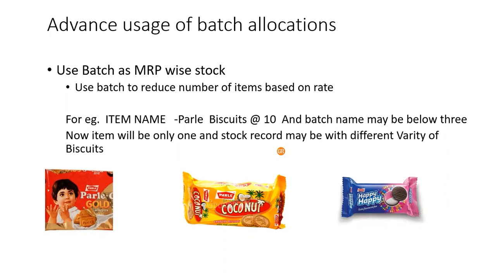Means Vico may have some HSN code and Pepsodent may have the same HSN code. So you can group by HSN code also.